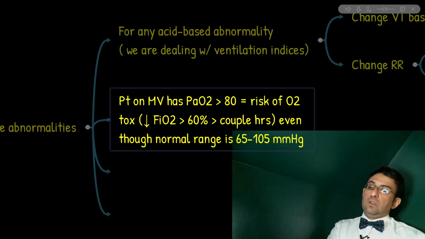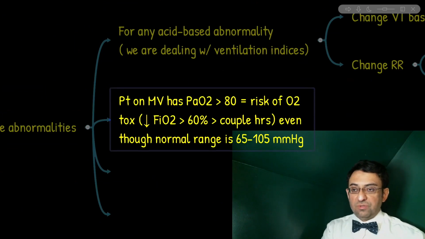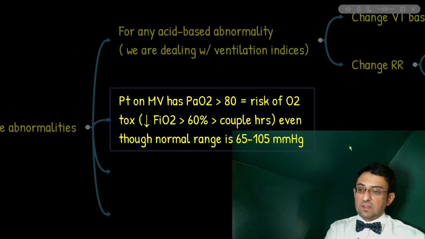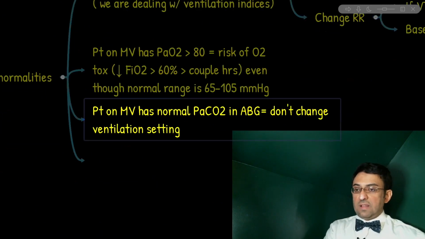So the required management in this situation is to reduce FiO2 to values less than 60 or even less than 40% if needed, at least temporarily. A patient that's connected on mechanical ventilation needs some adjustments. How do we know if we need to manipulate any of the ventilation indices such as tidal volume or respiratory rate? That's again based on PaCO2.